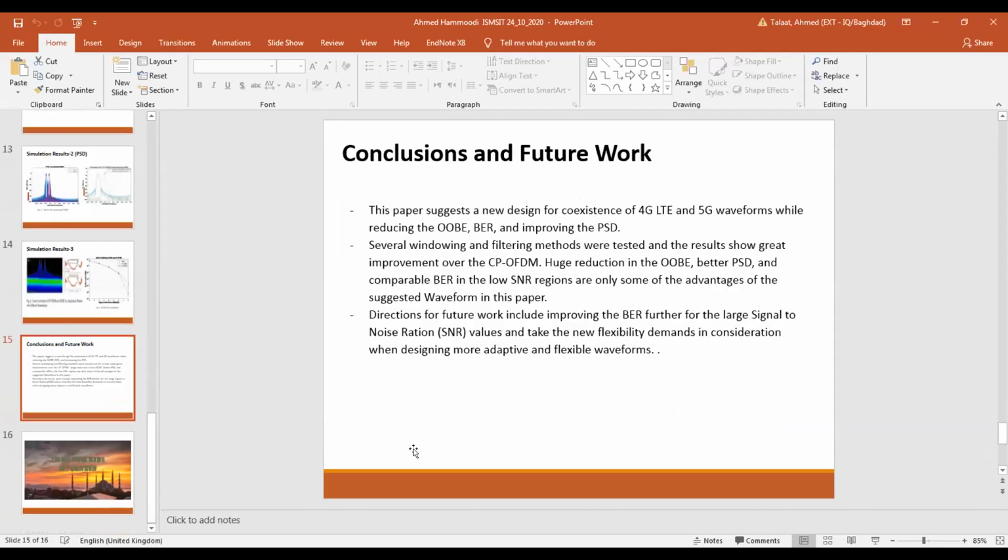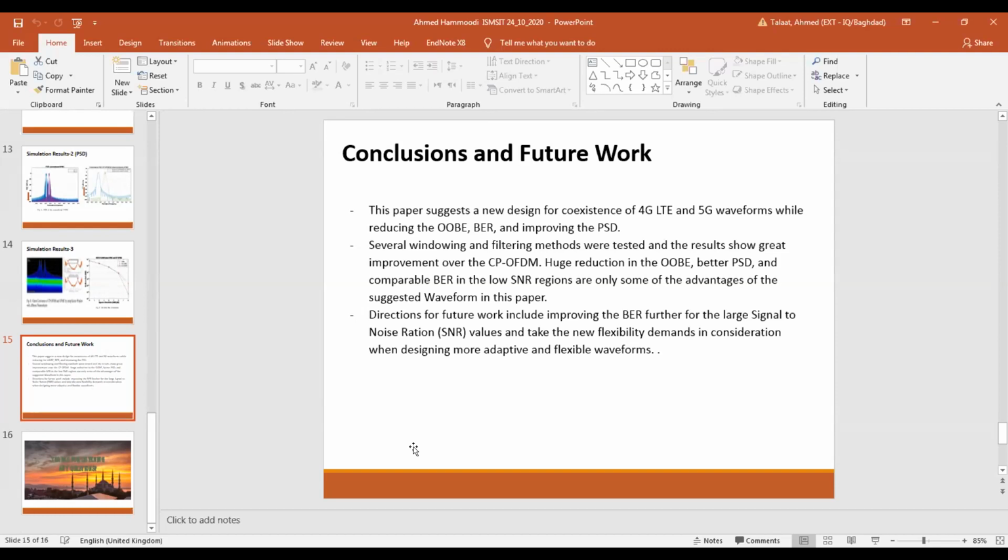This is the conclusion and the future work. This paper suggests a new design for the coexistence of 4G LTE and the 5G system while reducing the out-of-band emission and the bit error rate, and improving the PSD. Several windows and filtering methods were tested, and the results show a great improvement over CP-OFDM. A huge reduction in the OOB emission pattern and PSD, and compatible bit error rate in the lower signal-to-noise ratio region are some of the advantages of the waveform suggested in this paper.